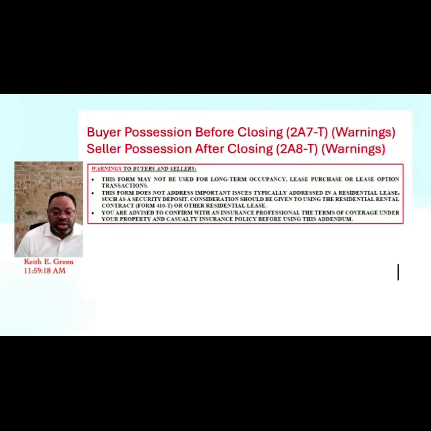All right, when we start talking about the buyer possession before closing and the seller possession before closing, there were some changes done to both forms, and it's just a warning at the beginning of the form. That's this part of it, and it's self-explanatory. If you're going to go into long-term leases, or if it's going to be for a longer period of time, then it needs to be more of a residential lease. So they just wanted you to give this warning to both the buyers and the sellers.